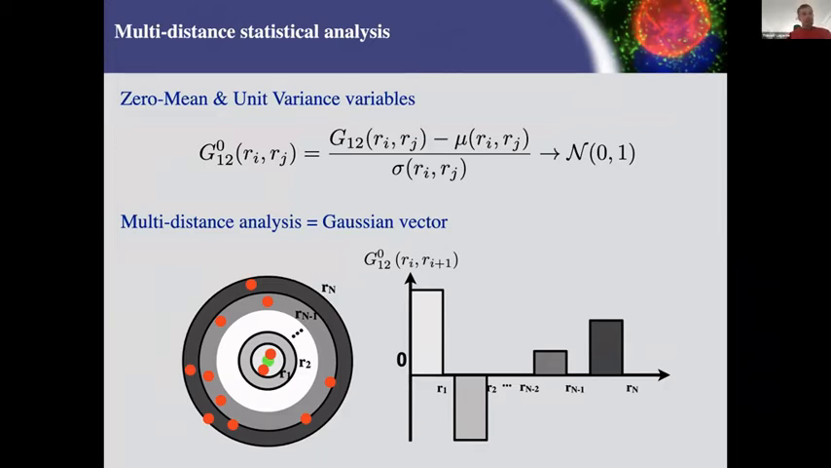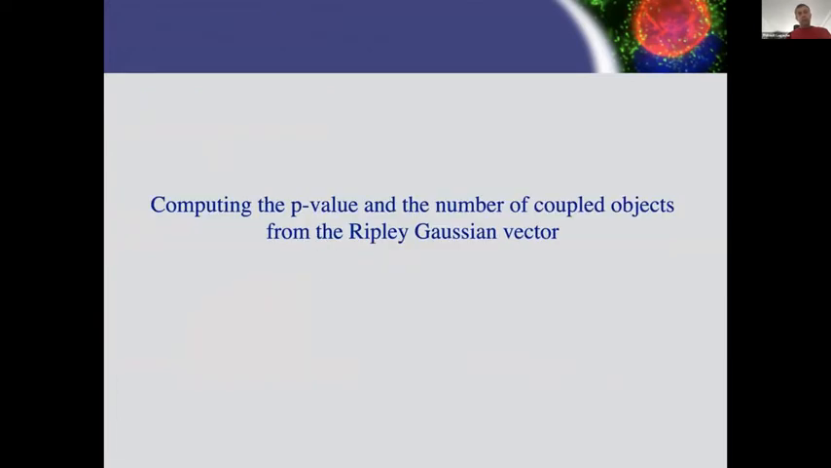And what is interesting here is that you have a multi-distance analysis, because you can then have a Gaussian vector over the different annuli around your green objects. Once you have Gaussian vectors with zero covariance like this, it's really easy to extract a lot of information. For example, you can compute the p-value of the observation: what is the probability that what you observe is due to chance? And the other question is, what is the number of really coupled objects and single objects in my image?